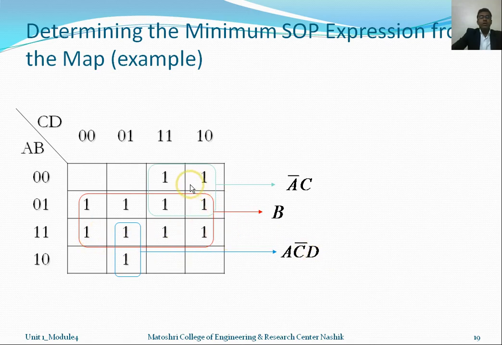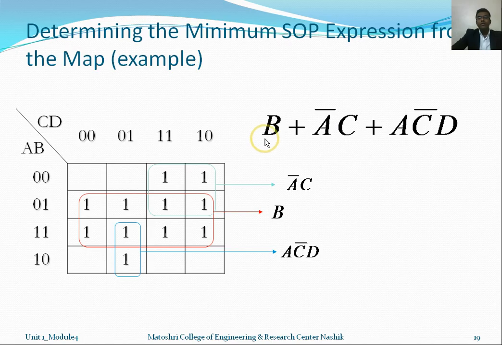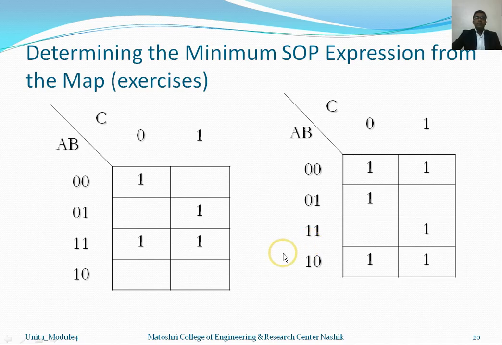From this octa we are getting the variable B, and from this group of this quadra we are getting A bar C. And this is the SOP, and we are getting these product terms. So we are making the sum of these product terms, and we are getting the finalized expression of this K map as B ORing with A bar C ORing with A C bar D. So, determine the minimum SOP expressions from the K maps.